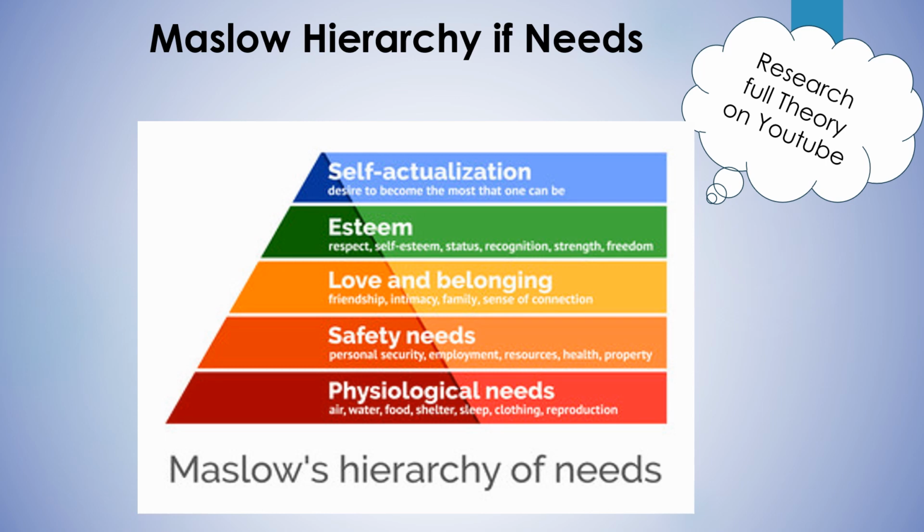So the last theory I wanted to talk about was Maslow's hierarchy of needs. Again, please go and research this. This is a very, very relevant theory that you will be using throughout the qualification. Maslow's hierarchy of needs identified different stages of what a child needs to be able to develop. It's really important for children and young people to have their physiological needs met, safety needs met, love and belonging, esteem.